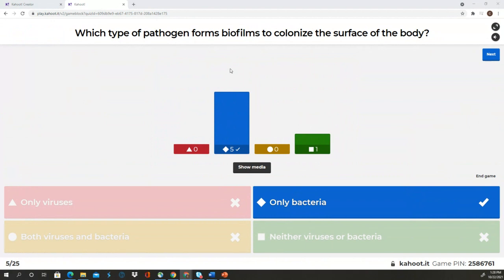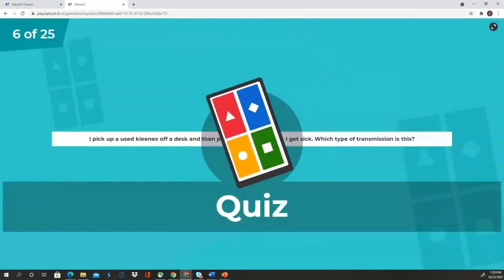Biofilms: organisms with capsules, which are bacteria, have that sugary, sticky layer that is going to be able to start and initiate a biofilm. Good job.